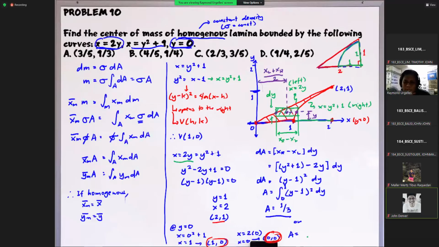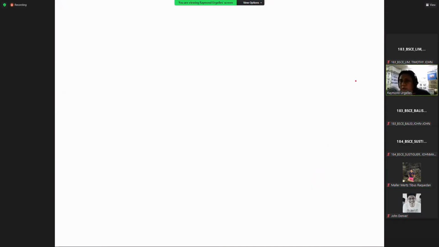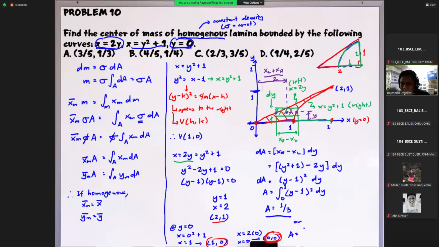Okay? So kaya therefore, another way para ma-solve natin to, we have 1/2 times base times height, minus 2/3 times base times height, diba? So you will get that the area is equal to 1/3. So again, this is without integration, diba? So kaya rin natin tong i-solve without integration. Okay? So any questions para dito?